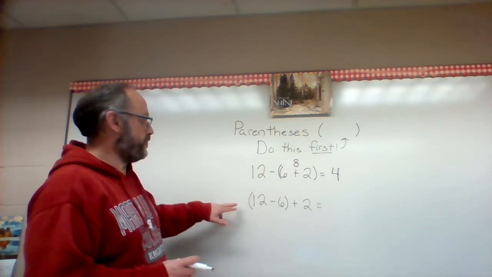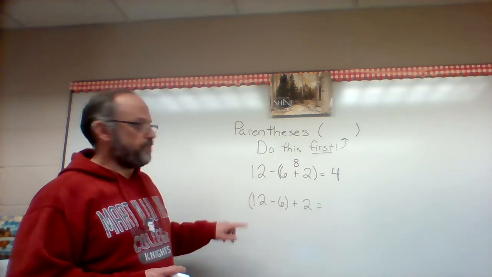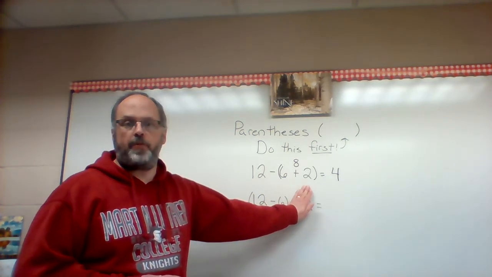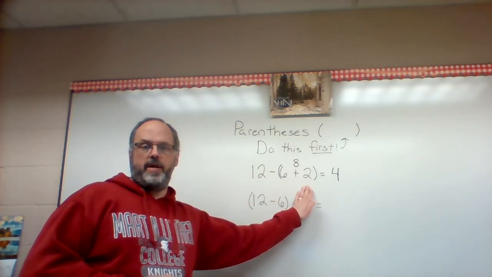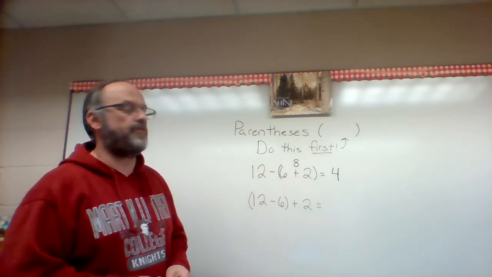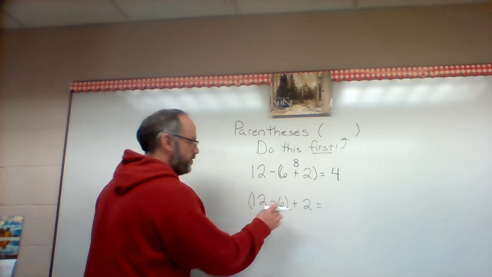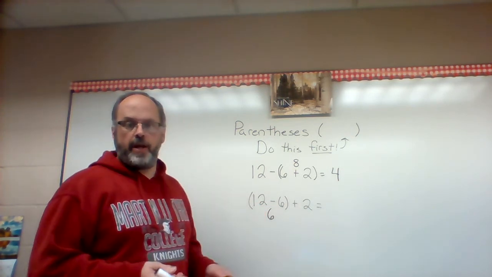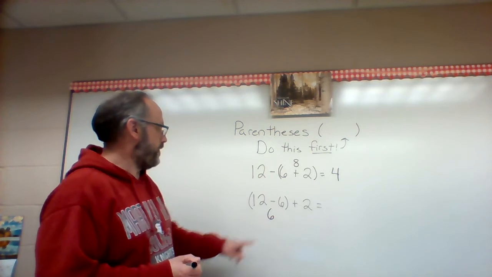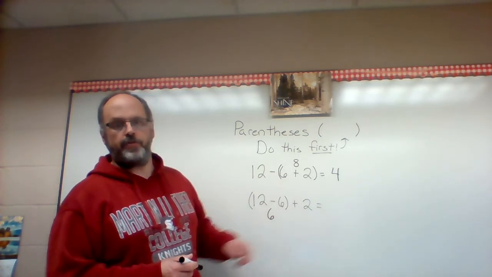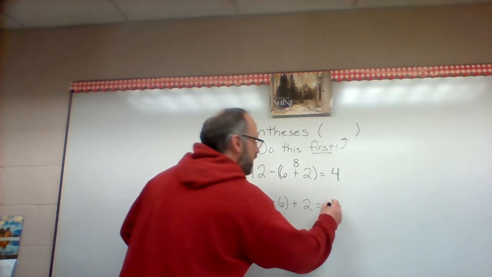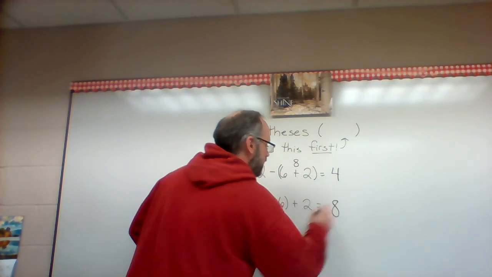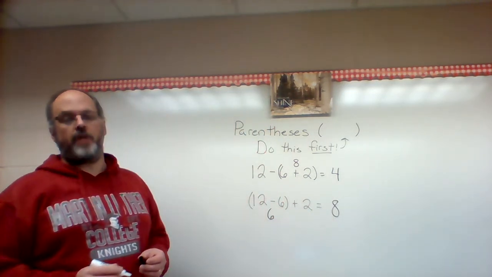Now, let's look at the next one. In this problem, it wants me to ignore the plus 2 for right now. Sorry about that. And just do the 12 minus 6 first. So 12 minus 6, that's 6. So now that I know that answer, it wants me to add 2. So 6 plus 2 equals 8. And so there's my sum.